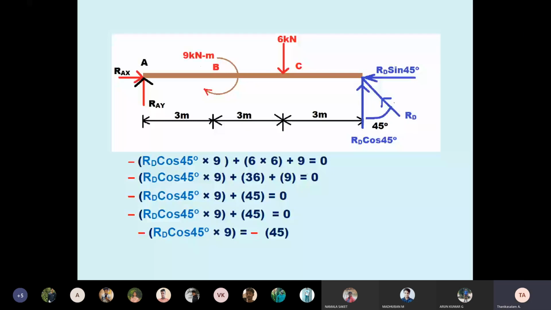Arun Kumar, which forces are not giving moment? Any one of you? RAY does not give moment. Then? Only one. RAX, sir. Then? And RD sin 45 degree. Yes, tell confidently. Why is RD sin 45 not giving moment? Tell me, correct.